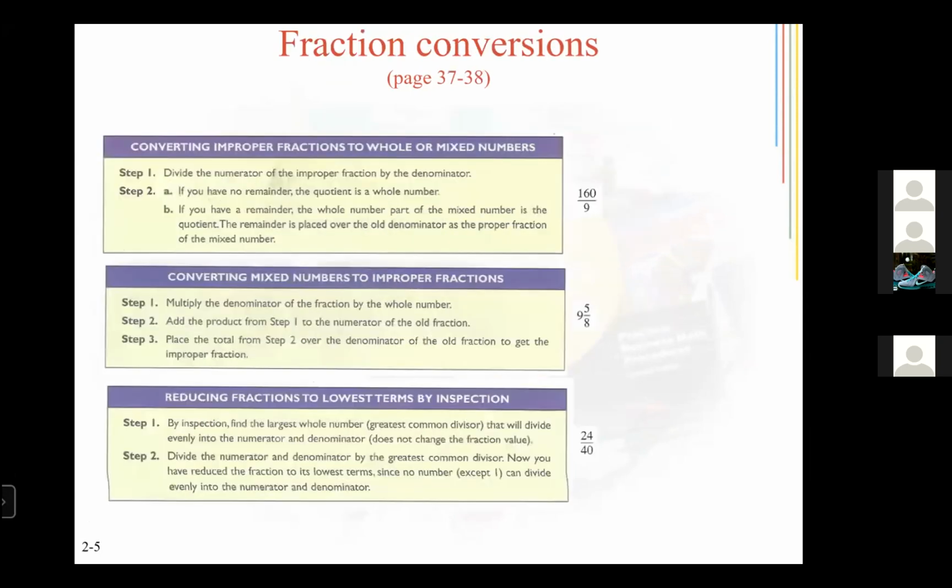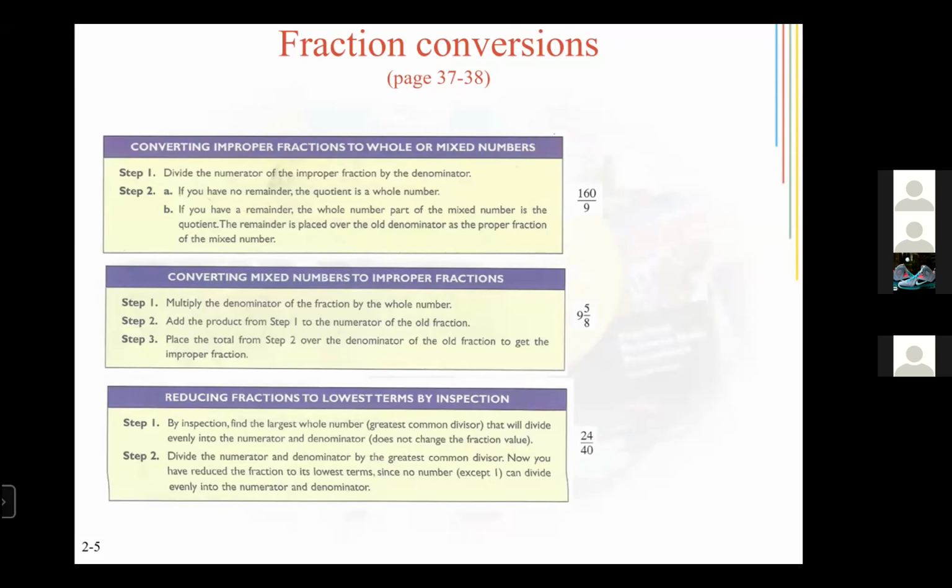Okay. So moving on, one of the things we often have to do with fractions is a conversion from one form to the next. The first fraction that you see there is an improper fraction, 160/9. And we can convert that into a mixed number because if you divide 9 into 160, you're going to get a whole number, and then you're still going to get something left over, which you can write as a fraction. So what would be the procedure for converting 160/9 into a mixed number?